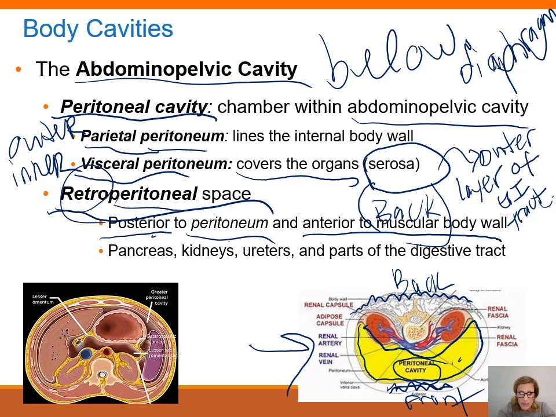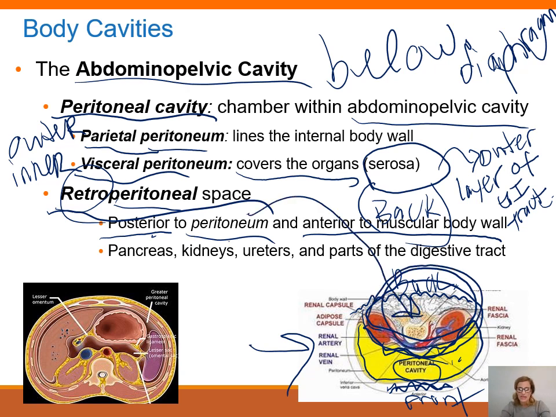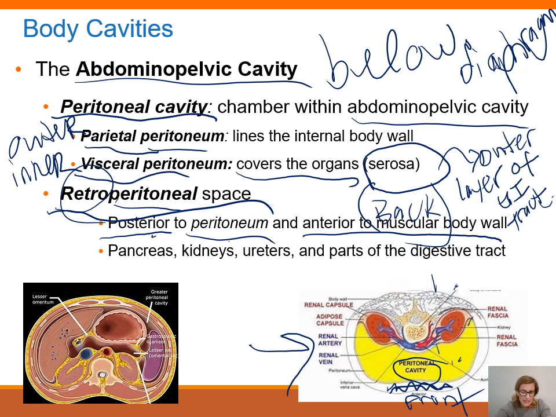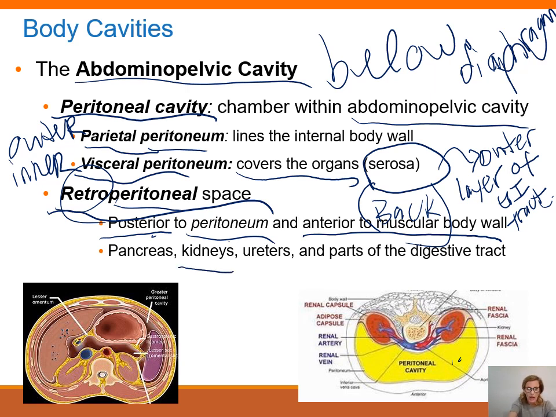But notice that the peritoneum, the membrane that surrounds this, does not go all the way back to the back. It stops. And then all this back here, this entire area in the back, that's the retroperitoneal space. That's the space that has some organs that are not included in the peritoneal cavity. So, for example, the pancreas, the kidneys, which are in your lower back, and the ureters, these are the tubes that carry urine down into the bladder. Some parts of the digestive tract are located retroperitoneally, or behind the peritoneal cavity.